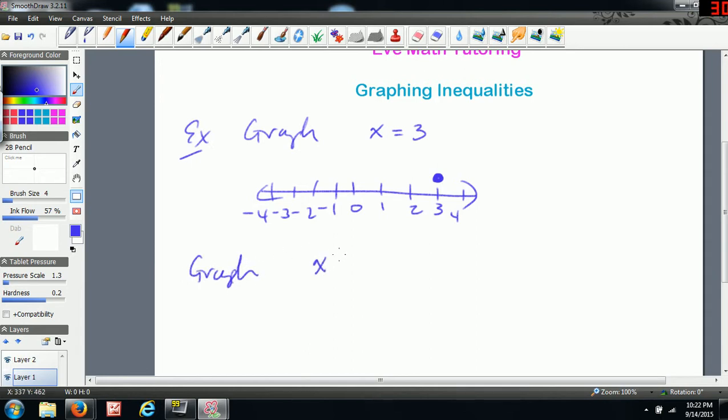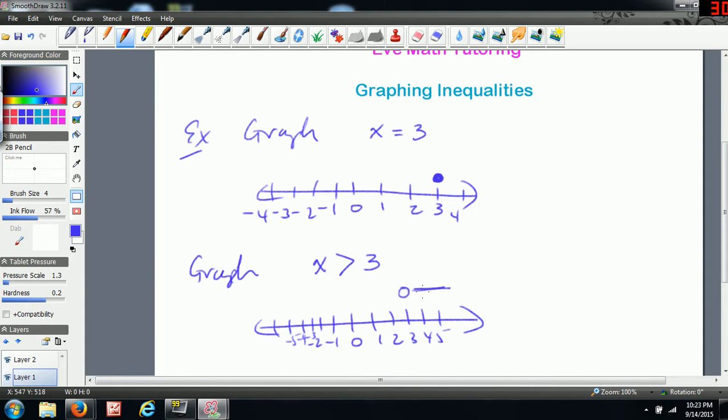Okay? So what I'm going to show you is how you would graph an inequality, so something like x is greater than 3. For that one, it's not greater than or equal to, it's just greater than. So that's going to be an open circle. And x is greater than 3 is going to be everything, so you can represent that with an arrow, from this point on, 3 and up. Everything moving on from that point.